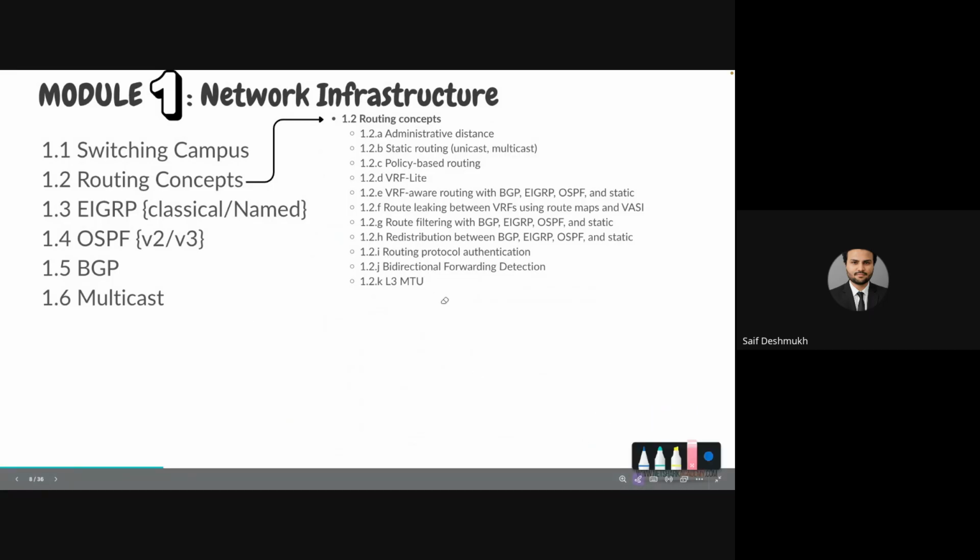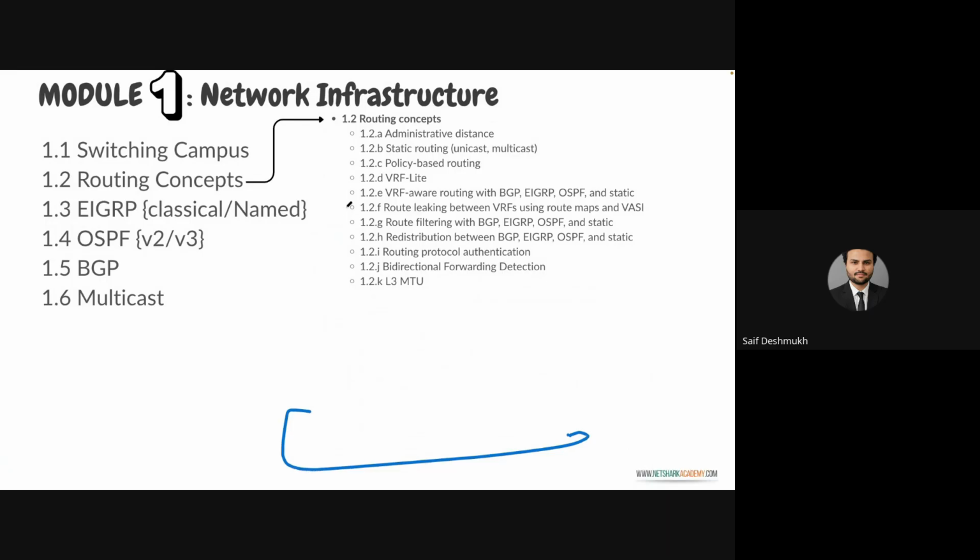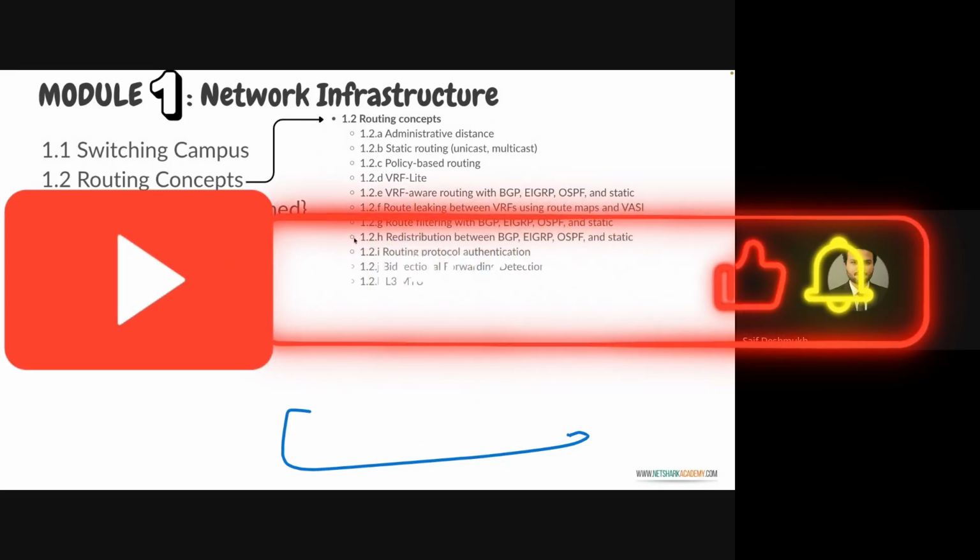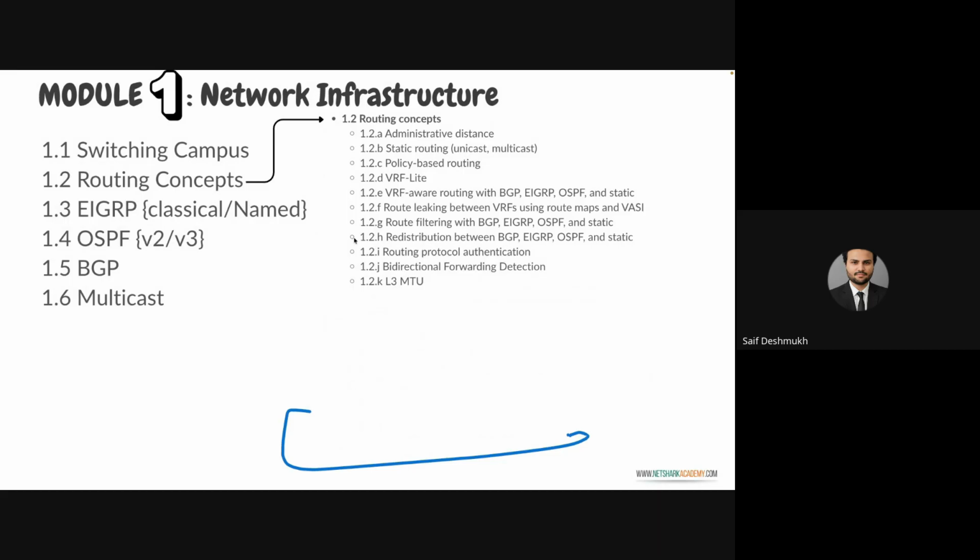What you should pay attention to here is that things like route leaking, route filtering, redistribution between different routing protocols, and authentication are not taught as a separate topic. Rather, when we talk about OSPF, we will cover the authentication of OSPF, right? Redistribution of OSPF. So from 1.2G route filtering, all the way till 1.2J bidirectional forwarding detection, is taught separately in each topic and their use cases in those routing protocols.